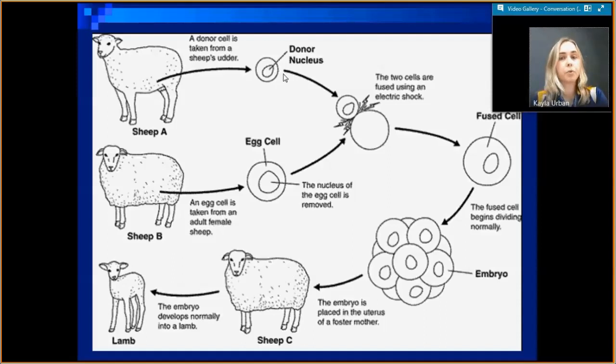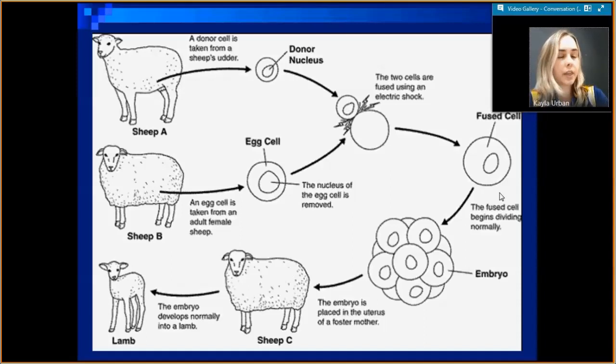Then they remove the nucleus from the donor's skin cell or something, because it has all of the chromosomes you need, whereas the egg cell only has half. And they remove the nucleus from the egg cell also. The nucleus from the skin cell is then fused into the egg. So now you have an egg that has exactly the amount of chromosomes it needs, and they are all identical to sheep A. So sheep A here would be the sheep that you are cloning.